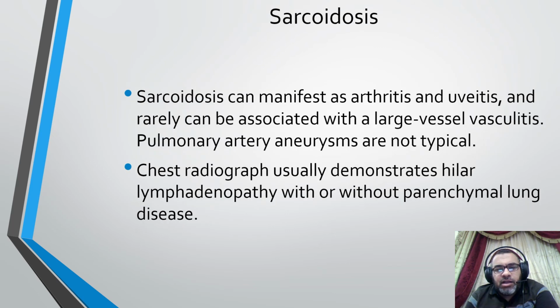Other differential diagnoses for this case included sarcoidosis. Sarcoidosis can manifest as arthritis and uveitis and rarely can be associated with large vessel vasculitis. Pulmonary artery aneurysms are not typical for sarcoidosis. Chest radiograph usually demonstrates hilar lymphadenopathy with or without parenchymal lung disease in sarcoidosis, so this differential diagnosis was also excluded.